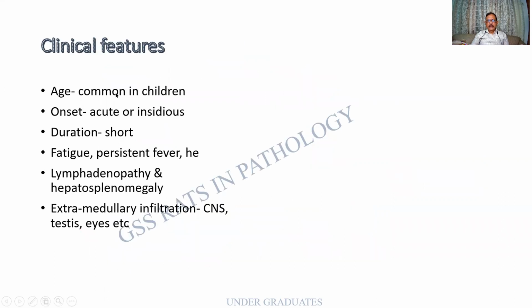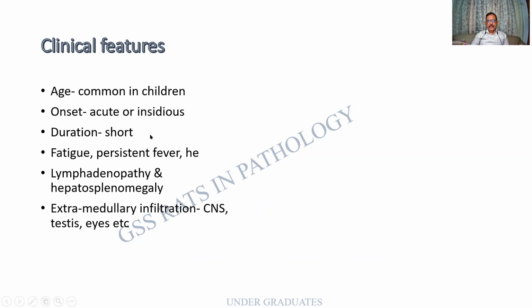The age. Whenever a case history is given or when you are going to see a patient, age is most important because it is a common disorder of children. It does not occur in adults. Maybe one can be in children of an older age, but definitely not in adults. The onset is acute or insidious. Insidious means without any pre-warning, it develops.